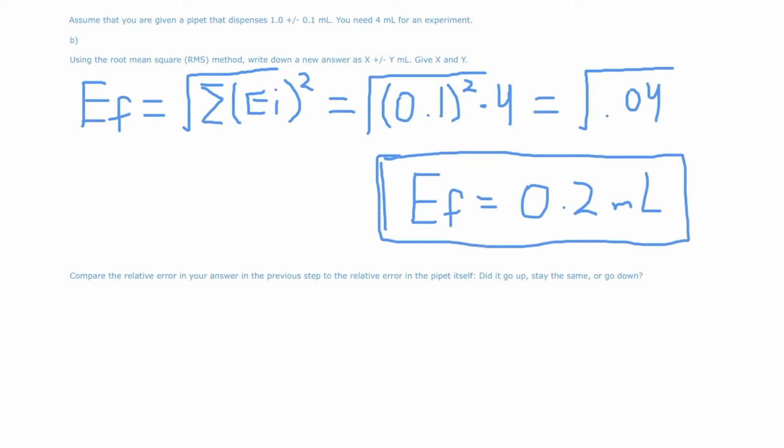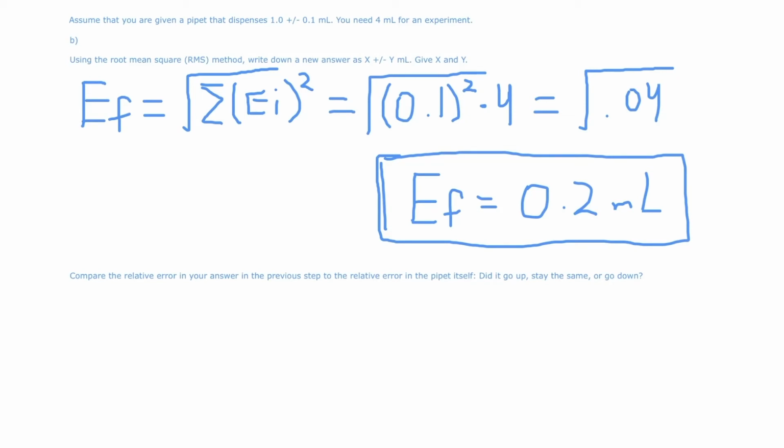Now you may have noticed that this final error is less than the final error in our last step in part A. And using the limits in that case, we got a final error of 0.4 milliliters. As you can see here, this final error using the RMS method is less than that. And we'll talk about the ramifications of that and why this occurs in part C. But for right now, let's go on to the last part of part B here.